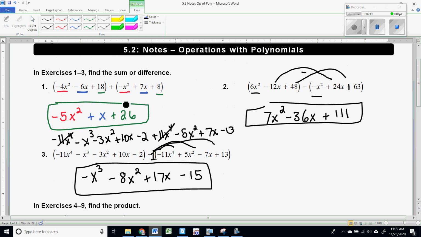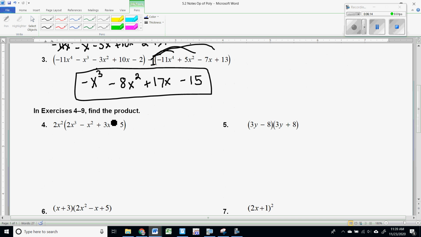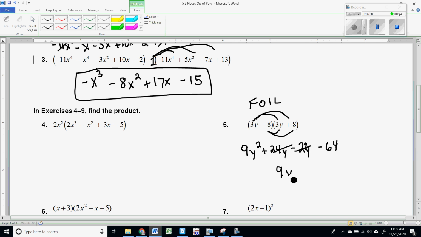So there's addition and subtraction. The other thing we're going to look at today is the product. And there are two types of products. Let me look at number 5 here first. The first is if you have something and we're just going to FOIL. If you remember, FOIL is first, outside, inside, last. That would give me 9y squared plus 24y minus 24y minus 64. These are going to cancel, and I will get 9y squared minus 64.